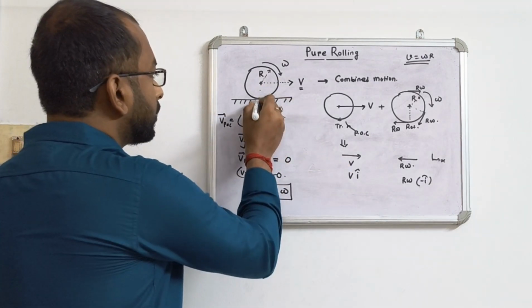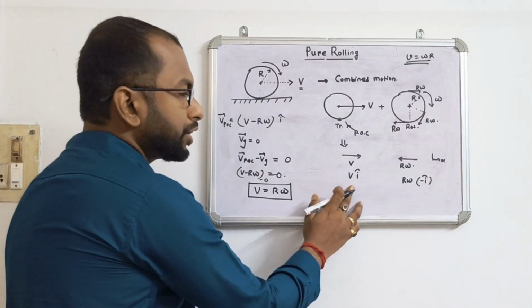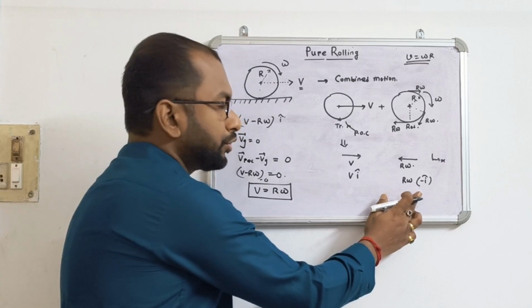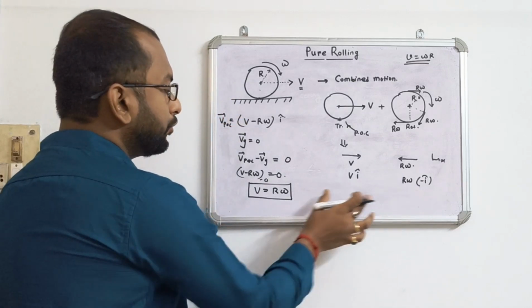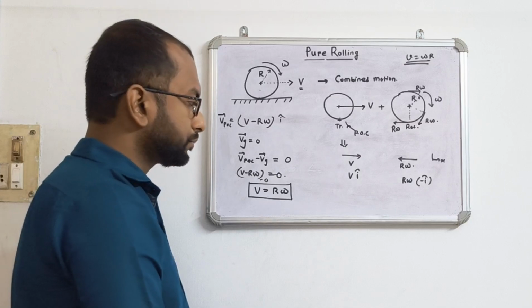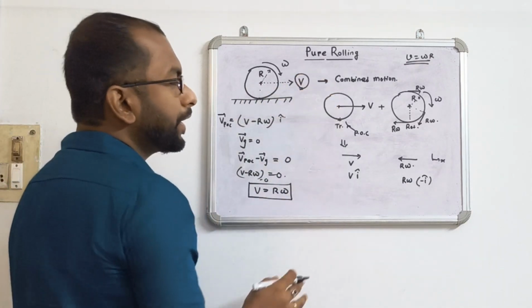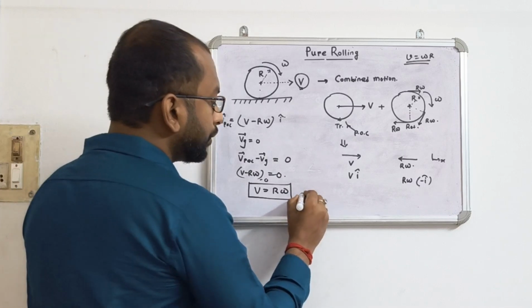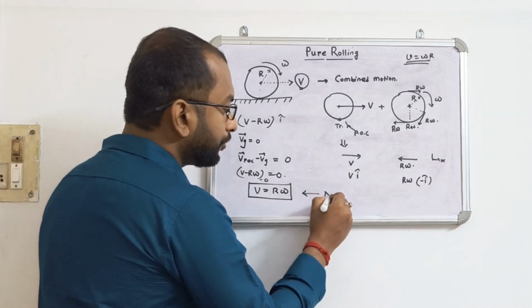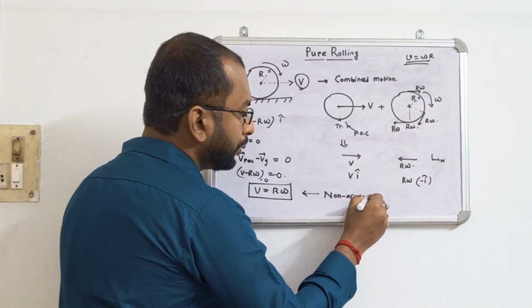That is how the vector sum of the two velocities that is getting generated, one is due to translation motion, another is getting generated due to rotational motion, that sum will be equal to 0 at the point of contact. Now we are considering that the center is moving with constant velocity. So it is also an example of non-accelerated pure rolling.